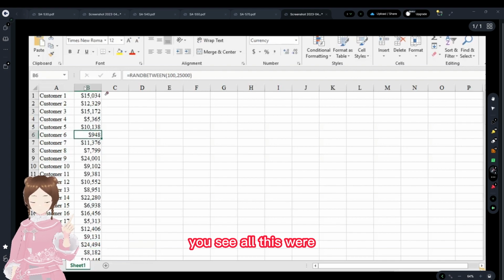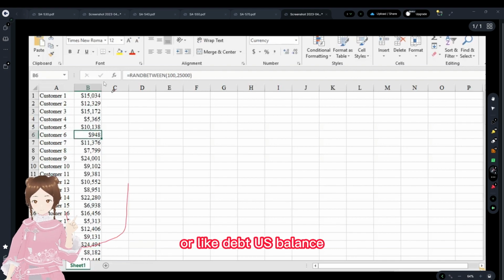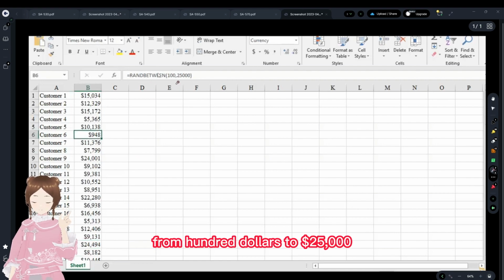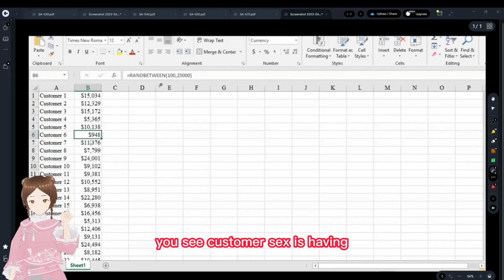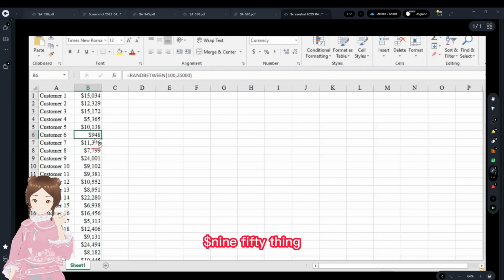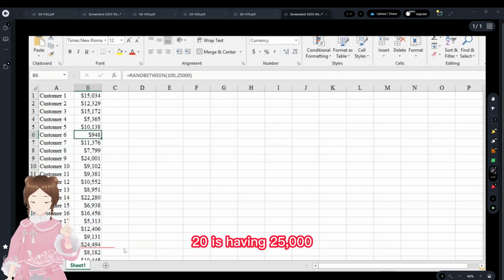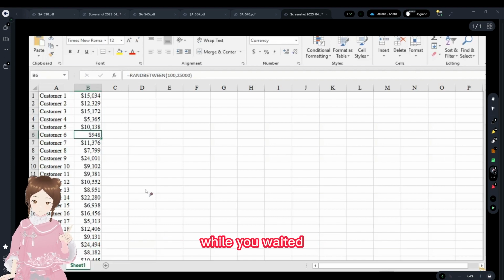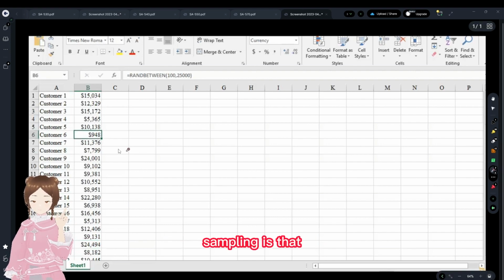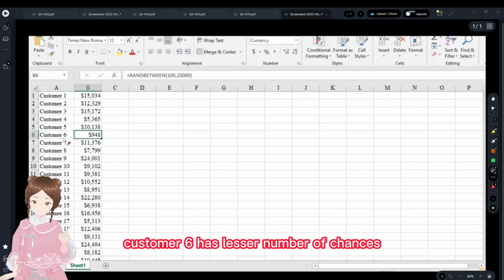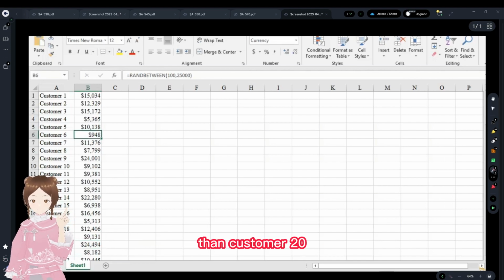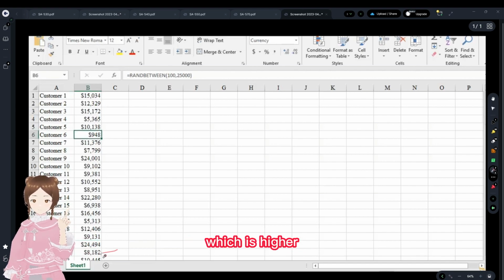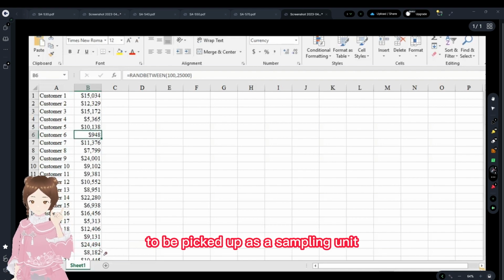You see, all these are like debtors' balances, and we are picking up samples from $100 to $25,000. Customer 6 has $950, and customer 20 has nearer to $25,000. What happens in value weighted sampling is that customer 6 has fewer chances than customer 20, because the higher monetary amount has a higher chance to be picked up as a sampling unit.